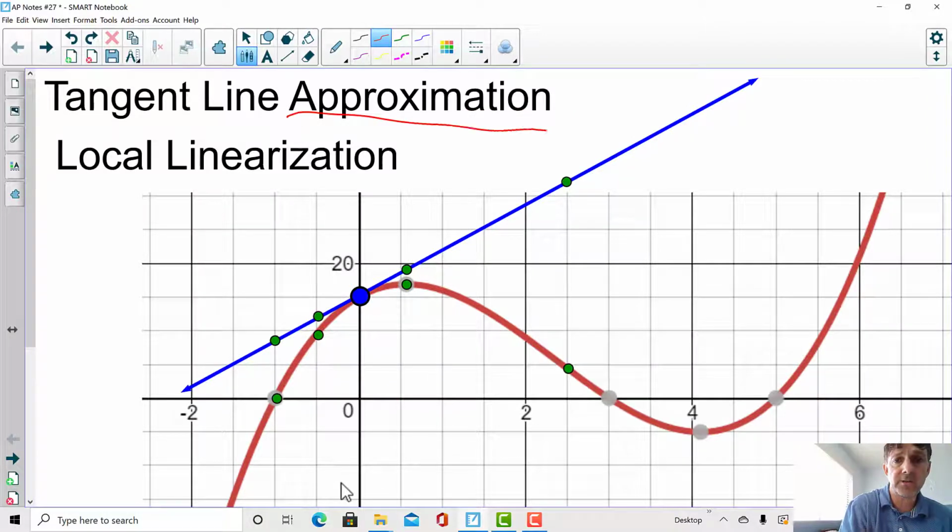You cannot approximate the value of a curve if your x value is too far away from the point of tangency. In other words, we cannot use the tangent line to approximate the curve over here. You can see how bad our estimate would be. So you have to be close to the point of tangency. Doesn't matter if you're on the left side or the right side.